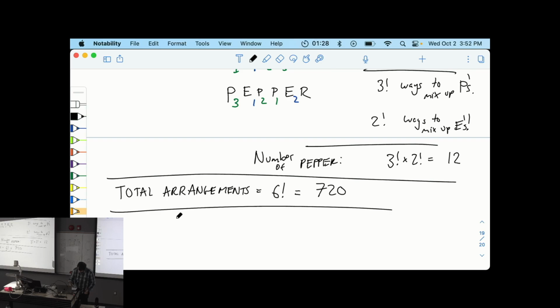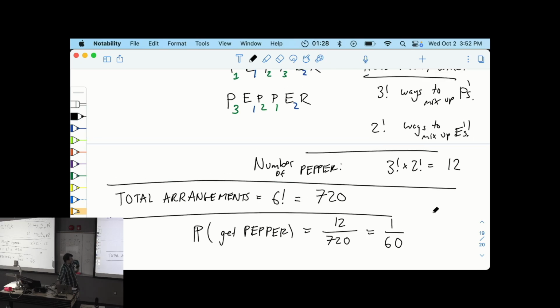So the final answer this way, the probability of getting pepper is the 12 ways to get pepper divided by the 720 total ways. And you see that works out to exactly the same thing as 1 out of 60. It's the same answer, it's the same problem. We're just doing it a different way, and we're thinking of grouping things or not between this one and the last one. And once again, you can write it as 3 factorial times 2 factorial divided by 6 factorial, which is exactly 1 over what we had before.